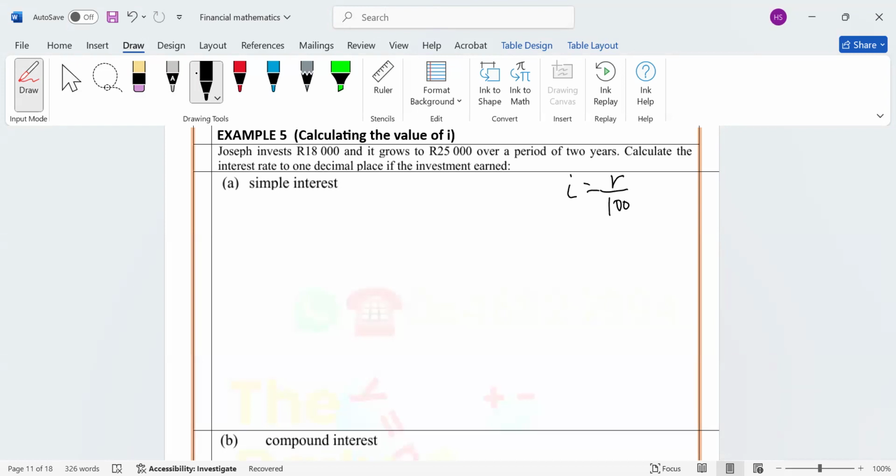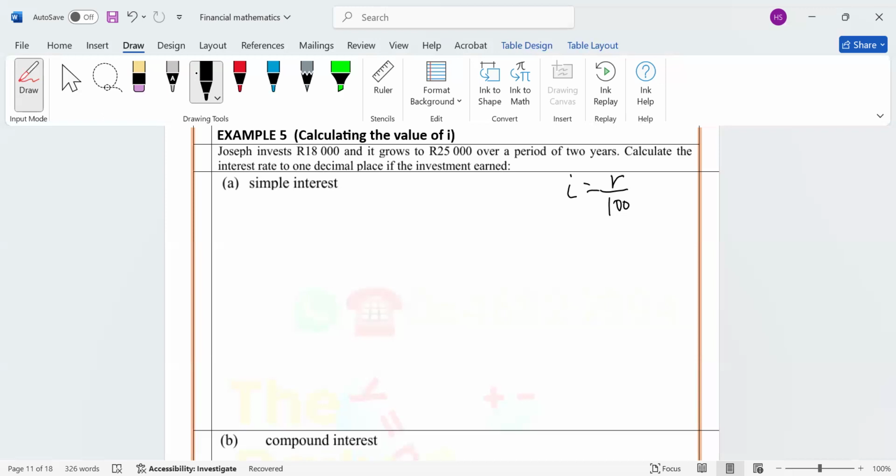So they say Joseph invests 18,000. It grows to 25,000 over a period of 2 years. Calculate the interest rate to 1 decimal place if the investment earns simple interest. So it can either be simple interest or compound interest. Let's check how we will approach this.